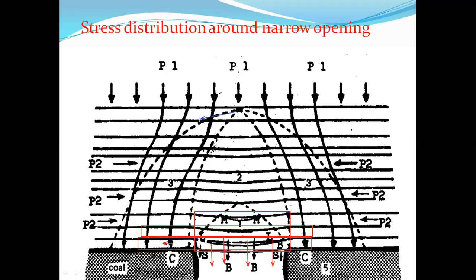Look at here. Only this portion, to a certain extent, has been redistributed. But this portion is still acting vertically downwards. So we need to take care of this. We need to analyze the physico-mechanical properties of this. That's exactly what we are going to discuss.